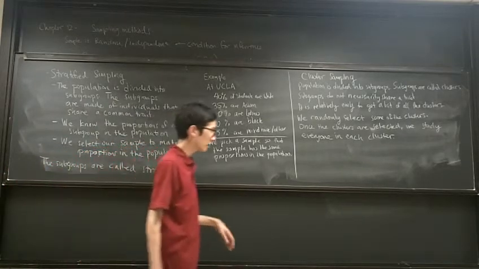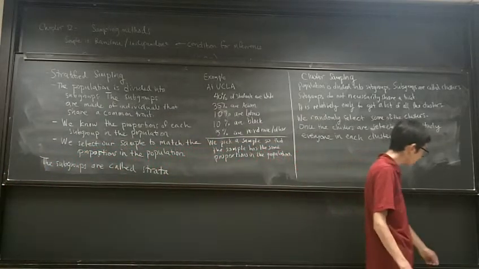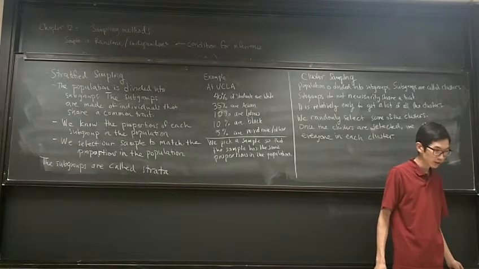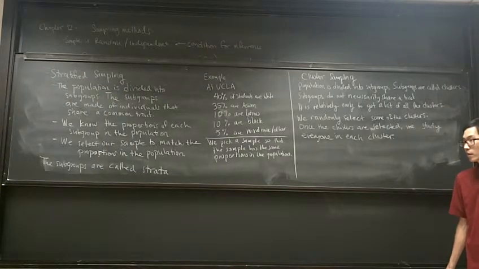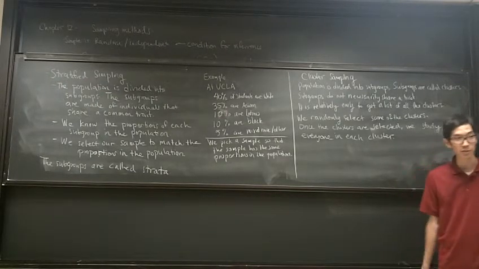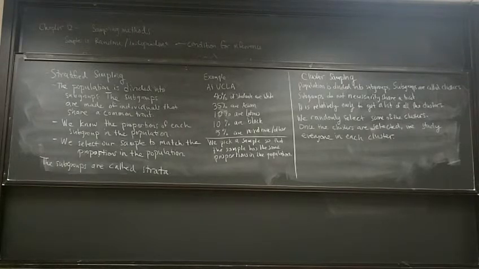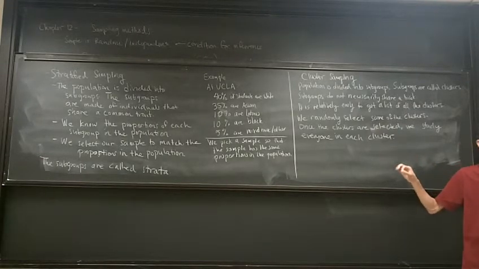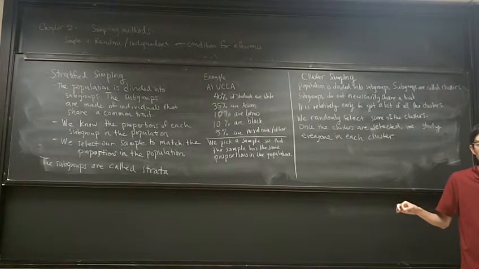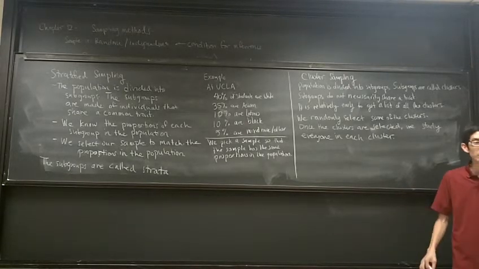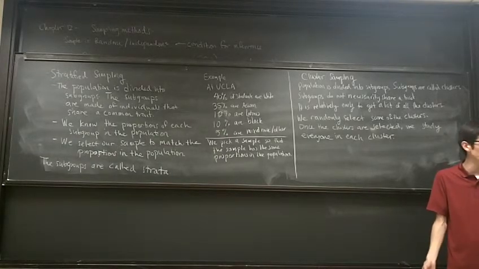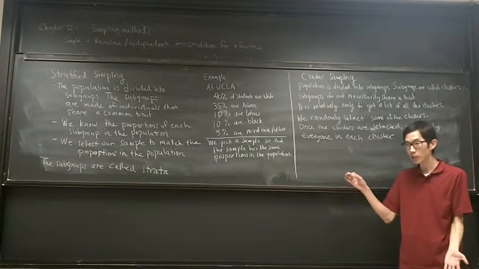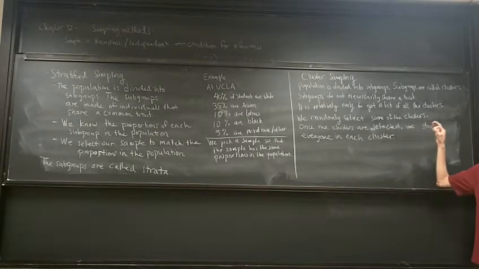So an example would be, let's say we wanted to get a random sample of all the people that attend a Jewish synagogue. If we wanted to do simple random sampling, we would require a list of what? All the members, of every single person who attends a Jewish synagogue. That list would be incredibly difficult to obtain. But we can do cluster sampling relatively easily.